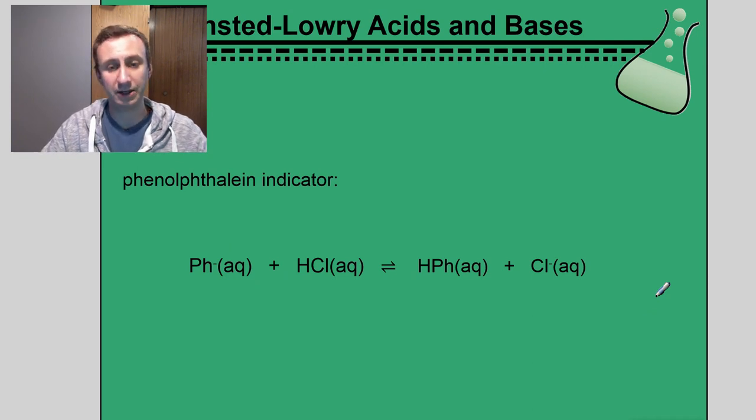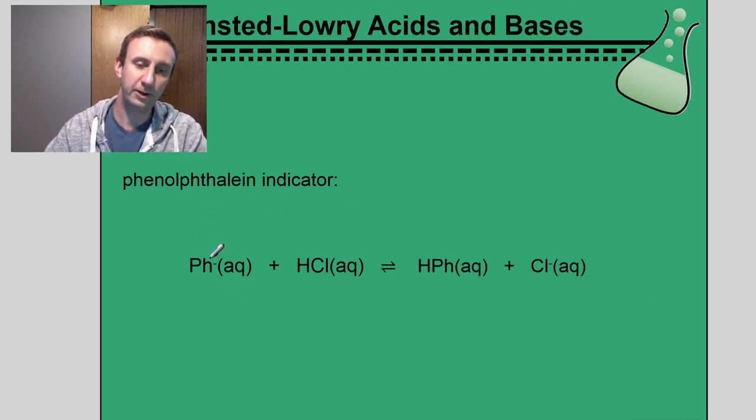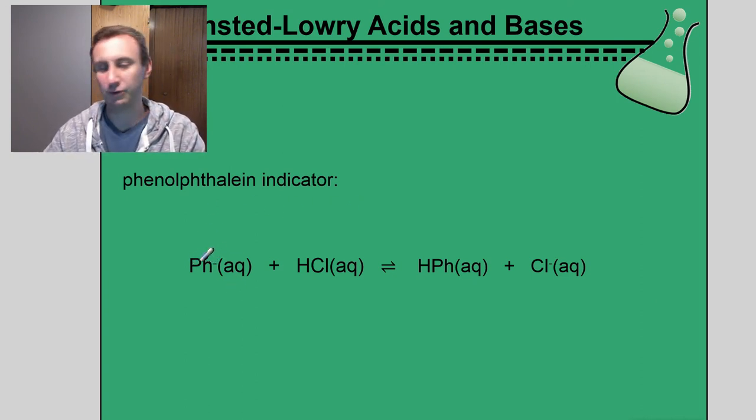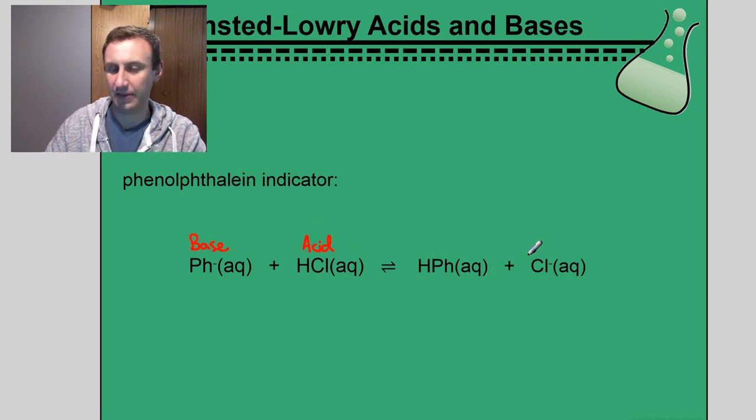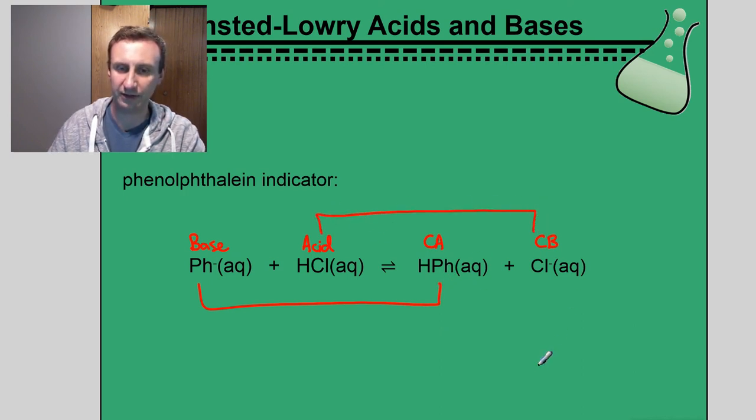Kind of an interesting one here, looking at phenolphthalein as an indicator to see what it would be. So phenolphthalein has the short form of PH minus. The actual formula for phenolphthalein is incredibly complex. It's a crazy molecule if you look it up. Tons and tons of carbons and rings involved in that. But anyways, if I look at this, HCl would be my acid, which makes PH minus my base. And as a result, that means that Cl minus would be my conjugate base, and HPH would be my conjugate acid. So this is a conjugate acid-base pair, and this is a conjugate acid-base pair.